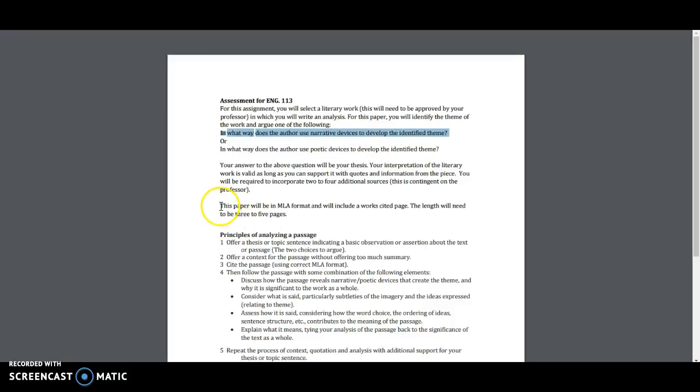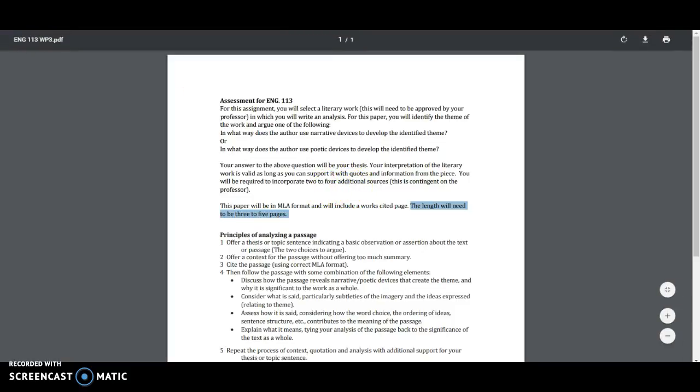Yes, this paper needs to be in MLA format and includes a works cited page. Works cited does not count as a page by itself, meaning that this needs to be between 3 and 5 pages, so you can't write 2 pages and include a works cited page and call it 3. It doesn't work that way. Works cited is not included in the page total. Yes, there is that. So that is what this paper is all about.